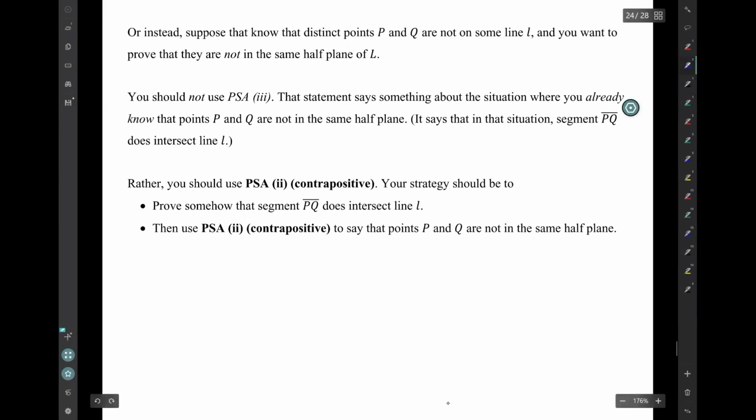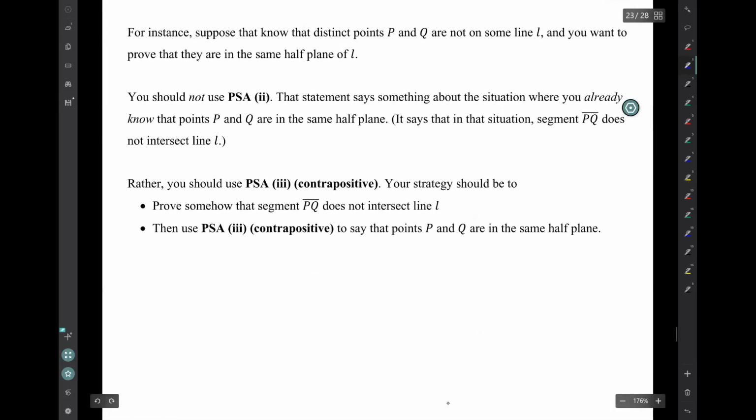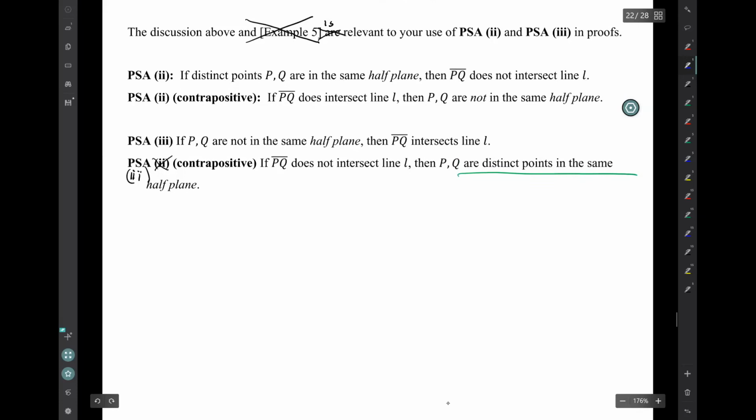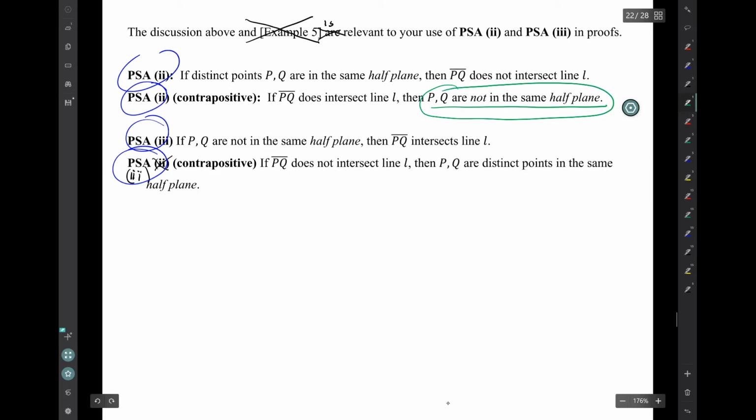Now suppose you know that distinct points P and Q are not on some line L, and you want to prove that they are not in the same half plane. Well, let's go back up and look at our four statements. Which of these four statements ends by saying, therefore the points are not in the same half plane? It's this one. Then P and Q are not in the same half plane. That's the only one of these four statements that ends by saying that.